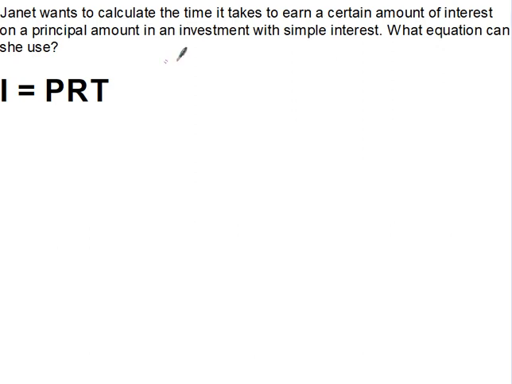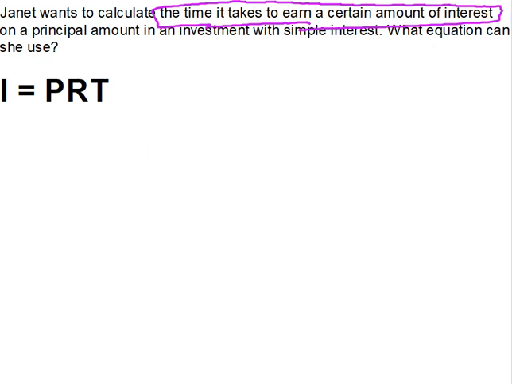Janet wants to calculate the time it takes to earn a certain amount of interest on a principal amount in an investment with simple interest. What equation can she use? Here is the equation for simple interest: I equals PRT. I is interest, P is principal, R is rate, and T stands for time. Janet wants to calculate the amount of time it takes to earn a certain amount of interest.